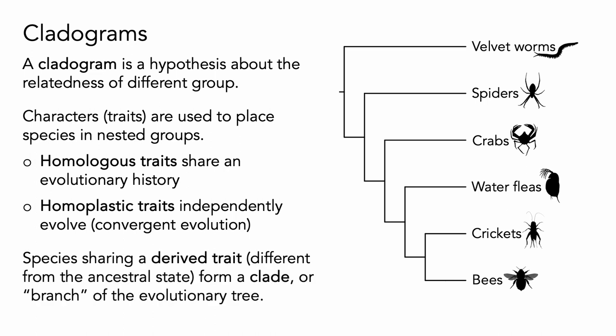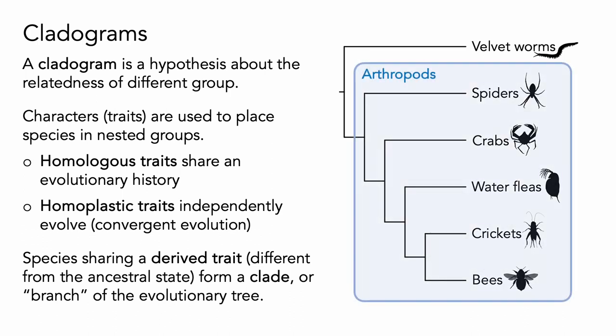Species that share a derived trait, so traits that are different from the ancestral state, altogether form a clade, a cohesive group or branch of the evolutionary tree. Valid taxonomic ranks meet these criteria. For example, the derived traits of arthropods include a pair of jointed appendages on each segment, and these segments are often fused into functional groups called tagmata.